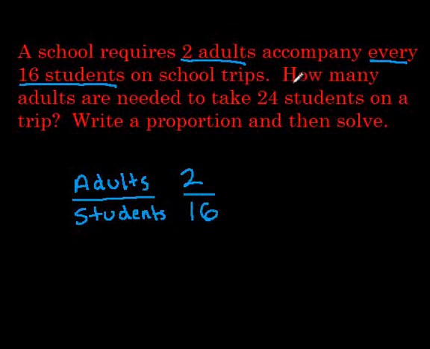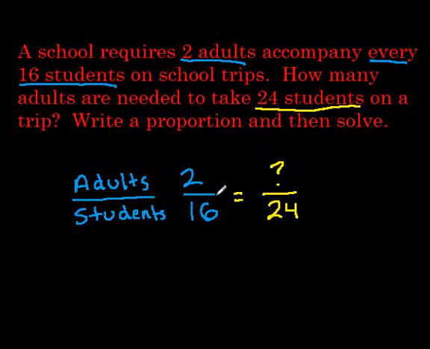Then we go ahead and read the second sentence. It says, how many adults are needed to take 24 students? So the 24 needs to go down here with the 16, in my denominator. It says, how many adults? Well, I have no idea how many adults, so I'm going to put my question mark there. So I'm trying to figure out how many adults go there.